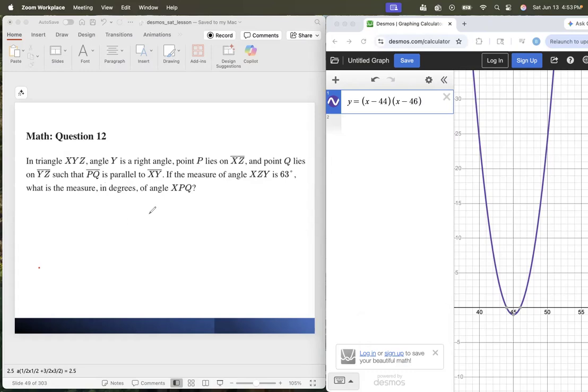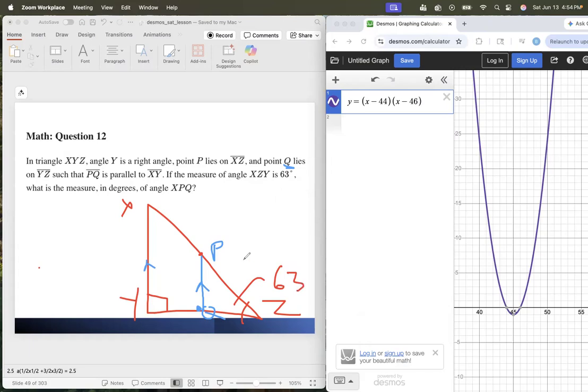In a triangle XYZ, so this is the triangle. We have X, Y, Z. Y is a right angle. And there's a point P that lies on X and Z. That's the point here. And there's another point Q that lies on Y and Z, such that this is parallel to that. So this is parallel to that. They're saying the angle at Z is 63. So this is 63.